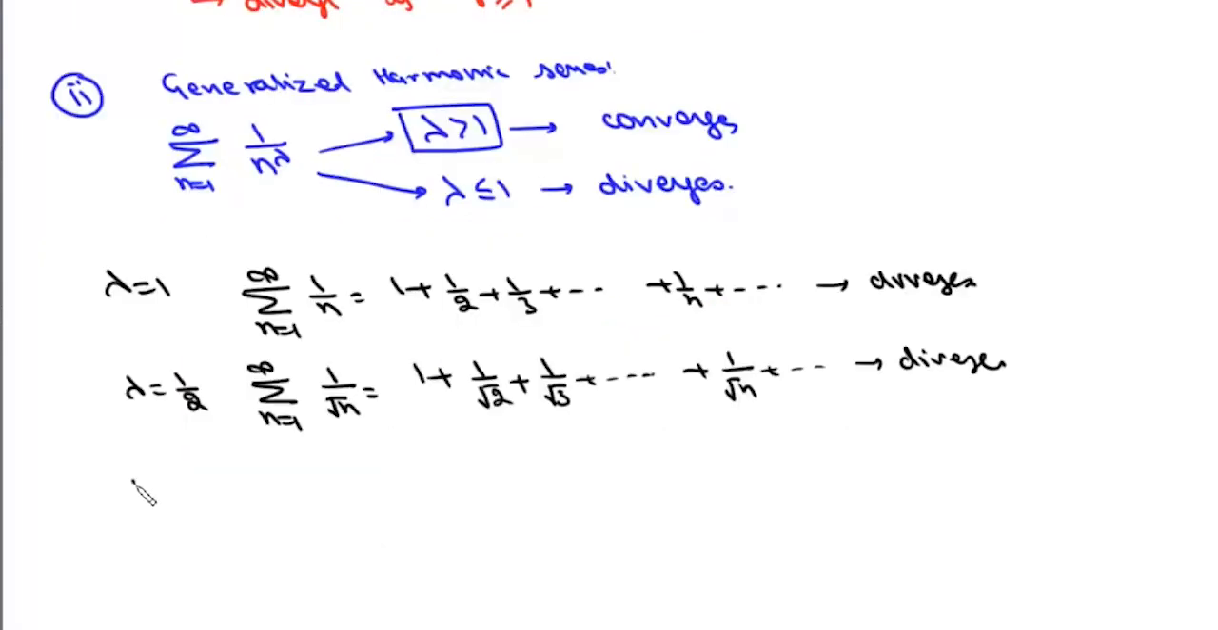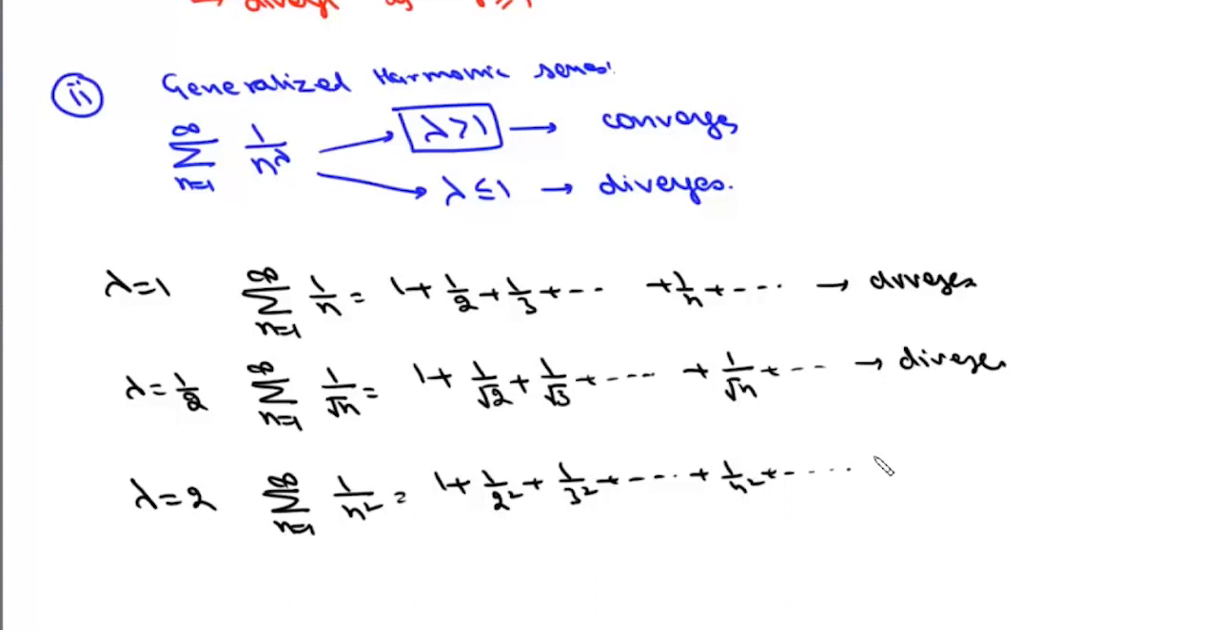But if lambda is greater than 1, say for example lambda equals 2, then we can write this series as 1 upon n square. So it will be 1 plus 1 upon 2 square plus 1 upon 3 square plus 1 upon n square up to infinity. And this series is going to converge.